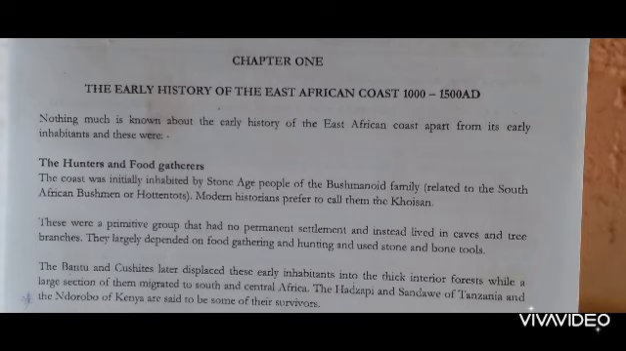The Bantu and Kushites later displaced these early inhabitants into the thick interior forests, while a large section of them migrated to South and Central Africa. The Hadzabe and Sandawe of Tanzania and the Dorobo of Kenya are said to be some of their survivors.